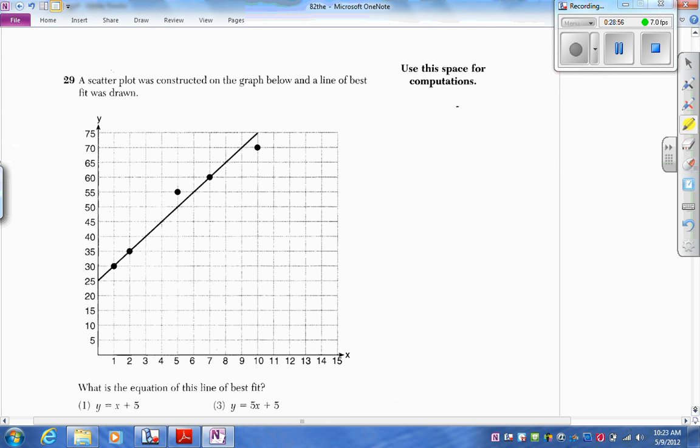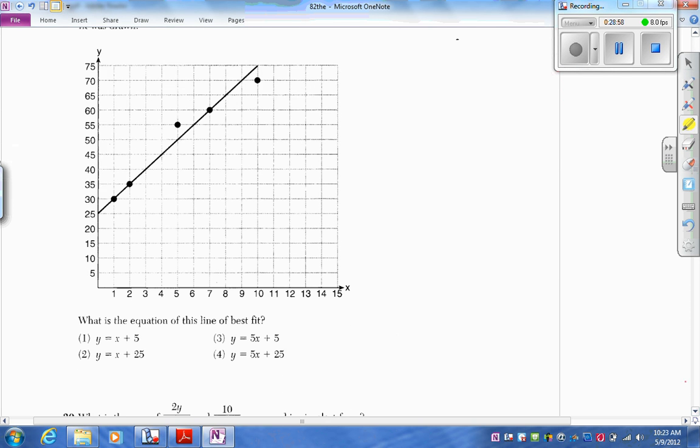Scatter plot. Let's do scatter plot. Remember, we got slope, so we're looking for y equals mx plus b. B is the y-intercept. Y-intercept's at exactly 25. That means it's got to be this one or this one, not these. Next question is, what's the slope? Now, slope's kind of difficult, so here's the change in 5 over 1. It's not 1 over 1, it's up 5 over 1. Be careful that you don't fall for that. That's choice 1, or that's choice 4.